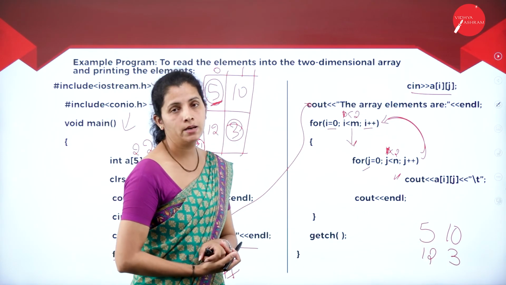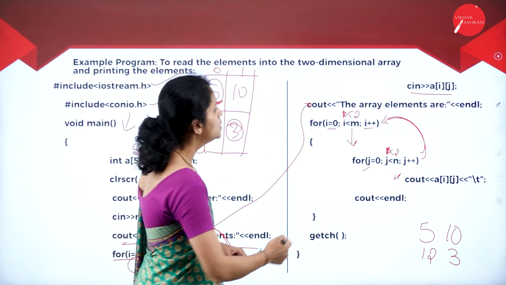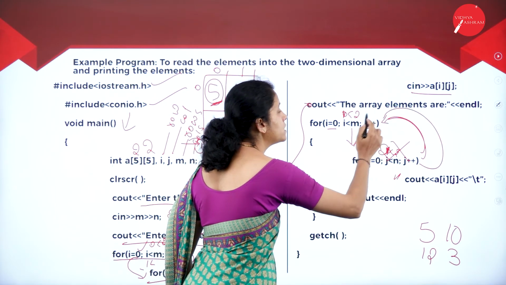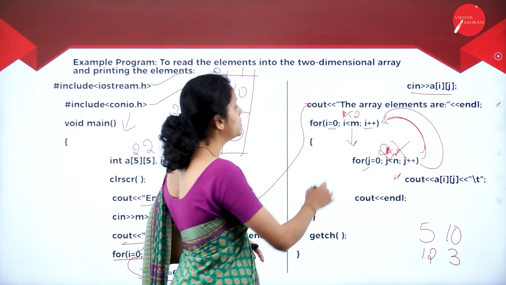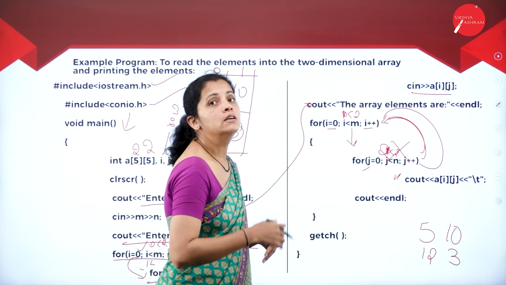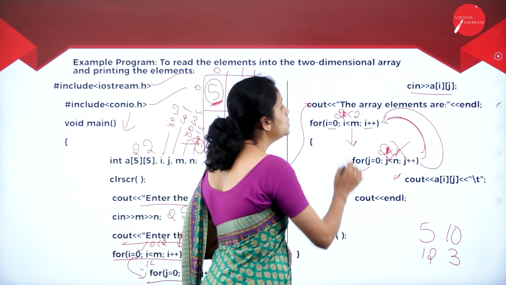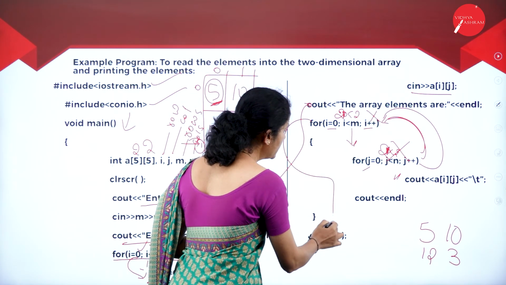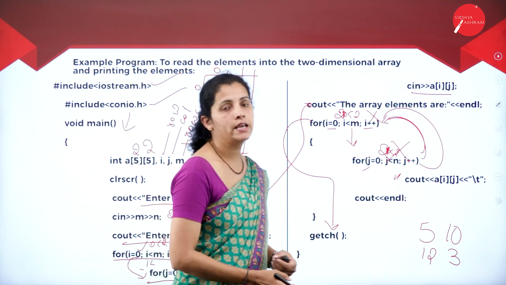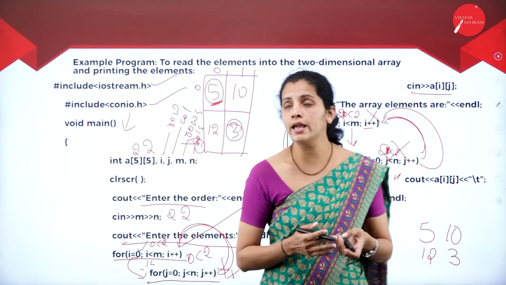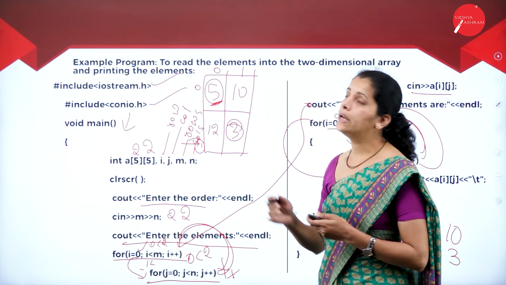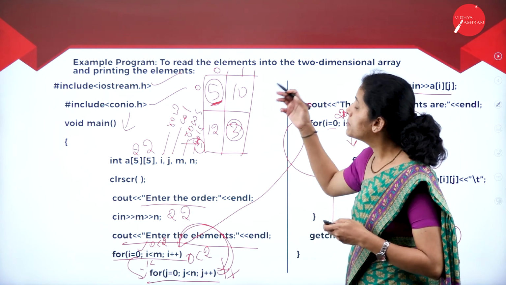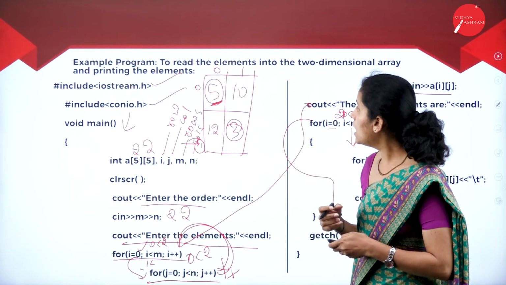Now, j is incremented by 1. Now, j is 2. 2 less than 2. The condition is false. So, the control transferred to the outer for loop. Now, i is incremented by 1, that is 2 less than 2. The condition is false. So, the control directly transferred into the getch statement. This is the way I am able to read the element and display the element which is present in the two-dimensional array.